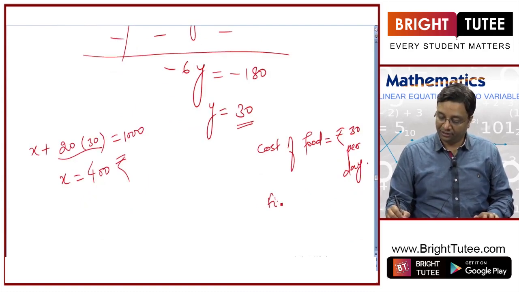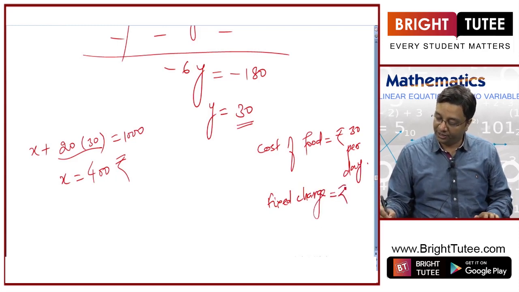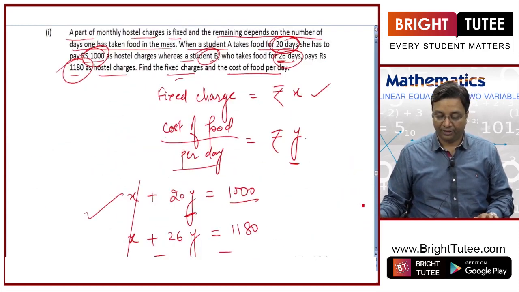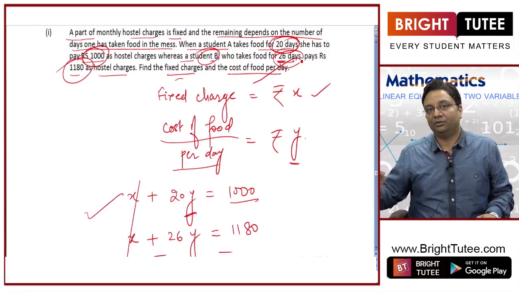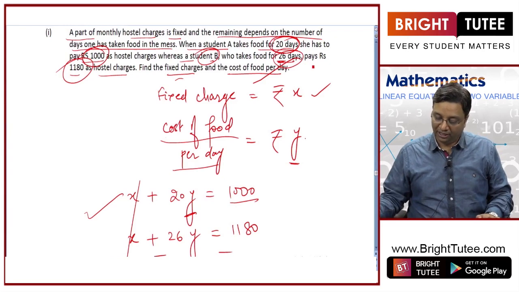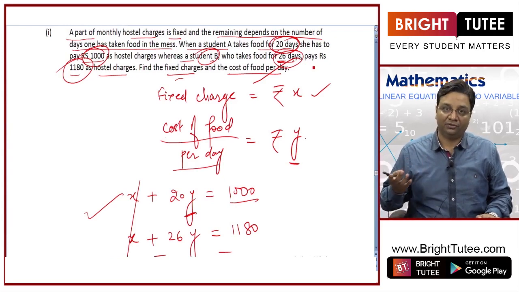So the fixed charge that one has to pay is rupees 400. Okay, so this is your answer. I used the elimination method because I found it the easiest way to do this question. You are free to use any of these three methods.